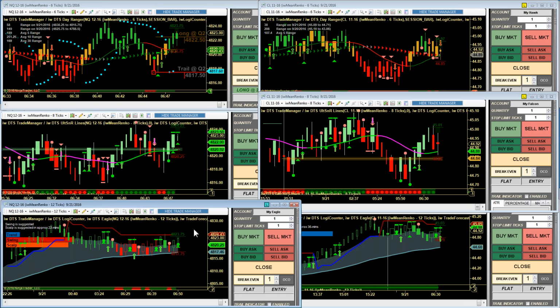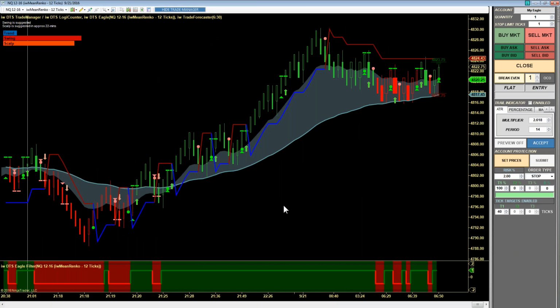In fact, here on my Eagle Trend Trader, I have this tool here in the top left corner. This is again one of these standalone system add-ons. This is called the trade forecaster. Now, the trade forecaster tries to tell you what the current market condition is and what the next market condition is most likely to be. So right now, trade forecaster says we're in swing mode for about another 20 minutes. After that, we're going to move into scalp mode.